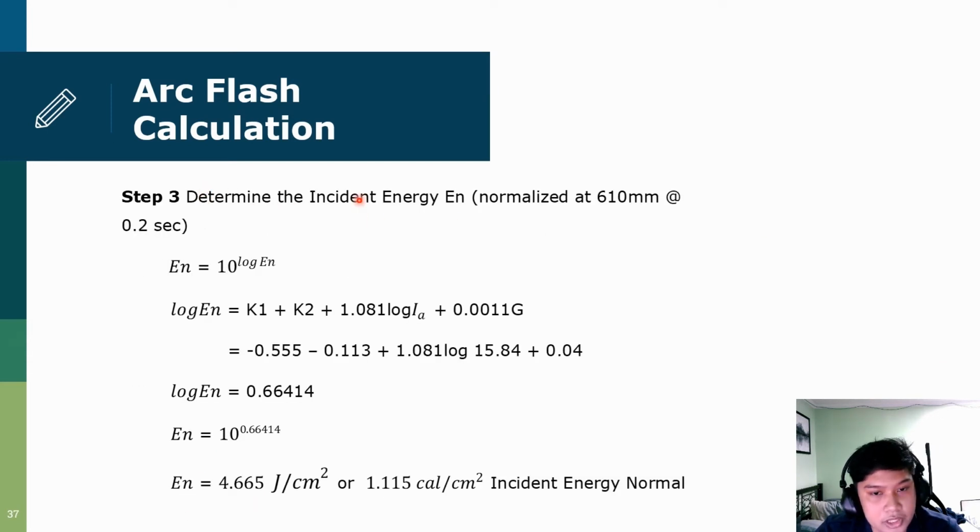Next step, we determine the incident energy En. So this is the formula. The formula for log En is this one. Substituting the variables, we have 0.66414. Substitute this to the previous formula, which is this one. 10 raised to 0.66414 is 4.665 joules per square centimeter, or 1.115 calories per square centimeter.